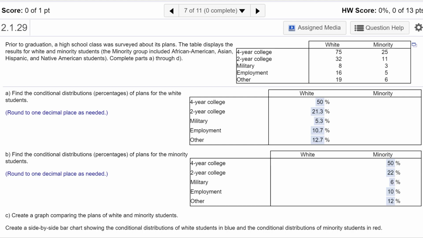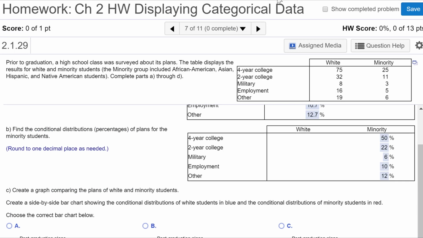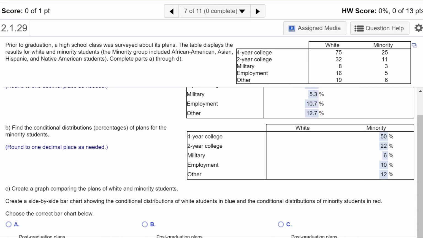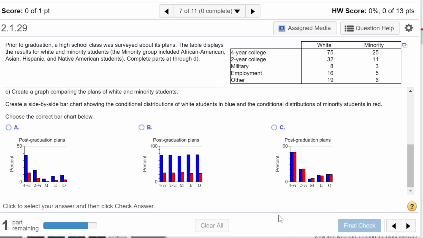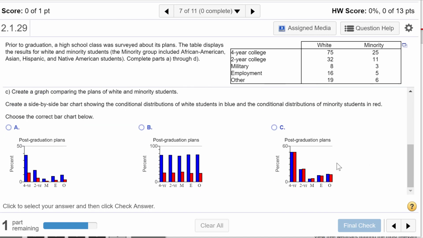Create a side-by-side bar chart showing conditional distributions of white students in blue and the conditional distribution of minority students in red. Okay, so we can press continue here, and they give us some choices that we can look at. Pull this up. There we go. And we could sort of line this up and see which one would make sense here with our percentages. So we're going from 4-year white is 50% and so on.